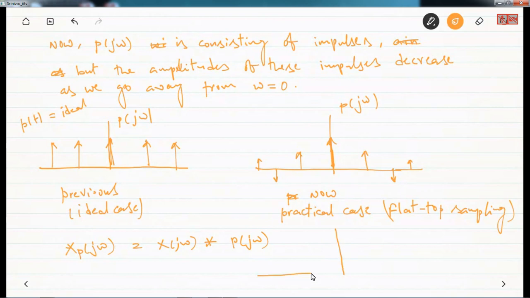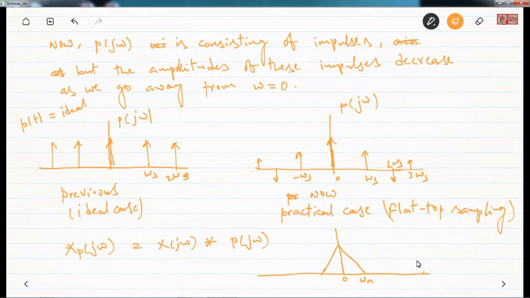Because x of j omega is a triangular waveform, you will again get a triangular waveform. So this is at omega s, this is at 2 omega s, this is at 3 omega s, this is at 0, this is at minus omega s, and so on and so forth. So this is also omega s, 2 omega s, and so on and so forth, right? So this will be omega m.